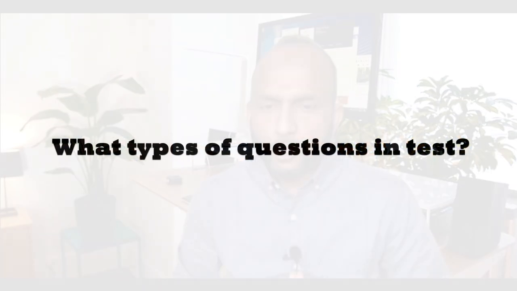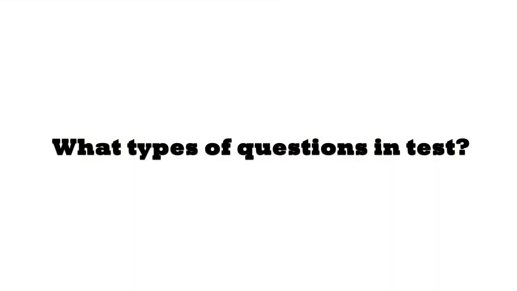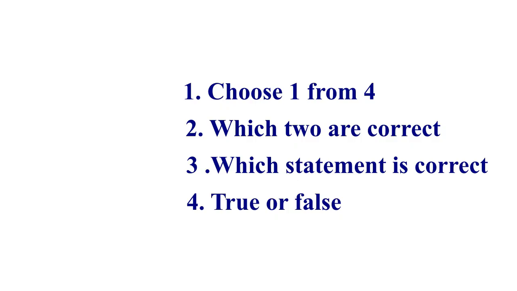Another question candidates often ask is, what type of questions come in the Life in the UK test? There are 4 types of questions in the Life in the UK test. Obviously, all of them are multiple choice questions, but the types are different. Number 1, you need to select one answer from 4 options. This is one type. Second type, you need to select 2 answers from 4 options.